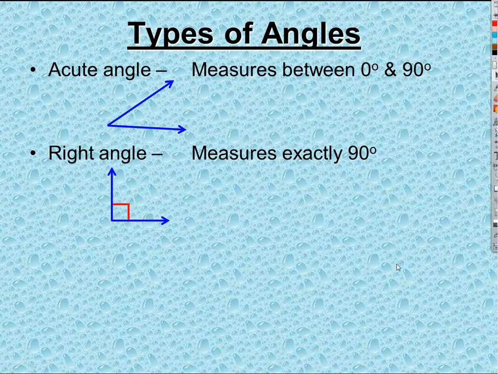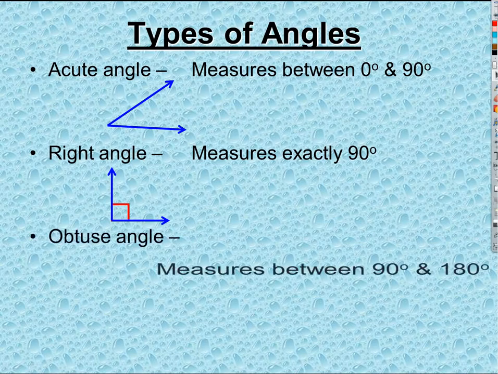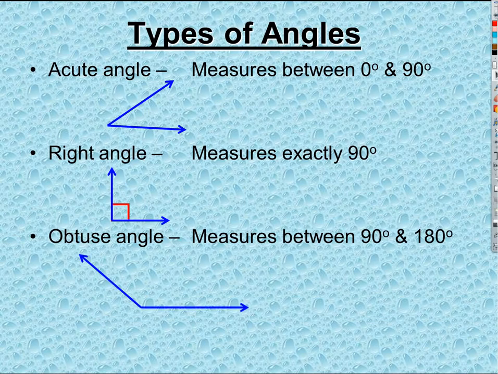What's an obtuse angle? Greater than 90 and less than 180. So something like that. And then the last kind: what do I call an angle that is exactly 180 degrees? A straight angle. Good.